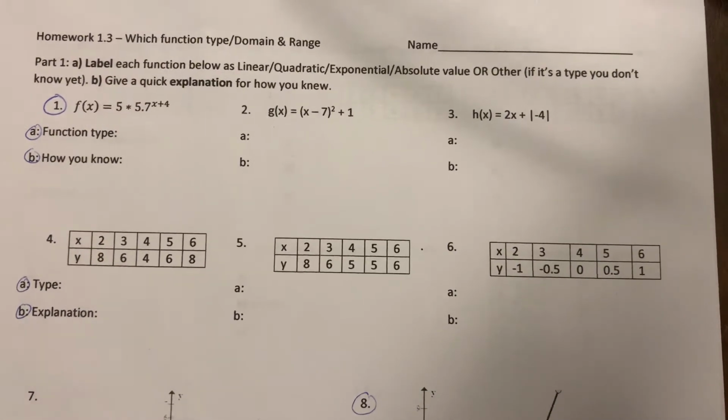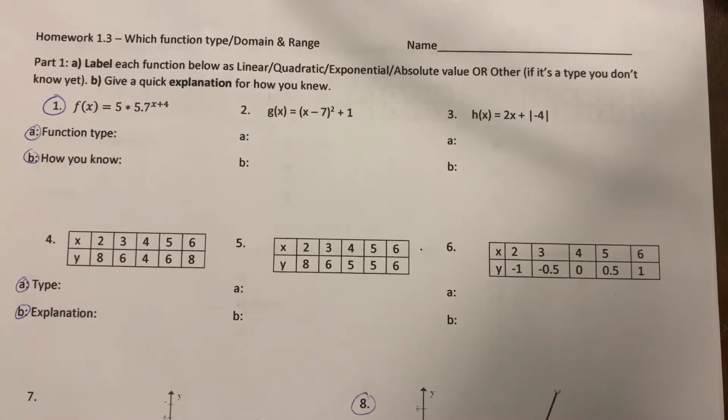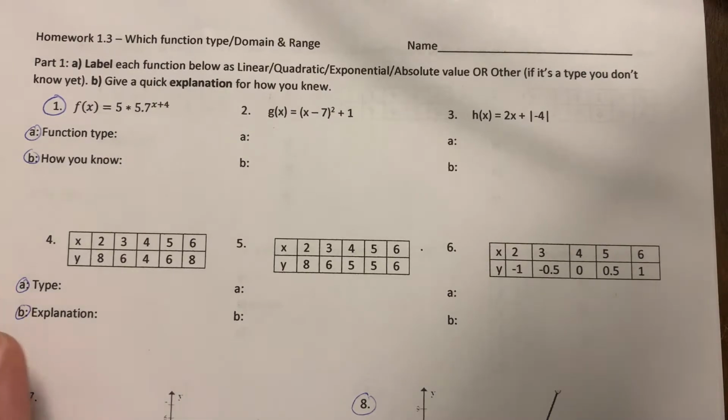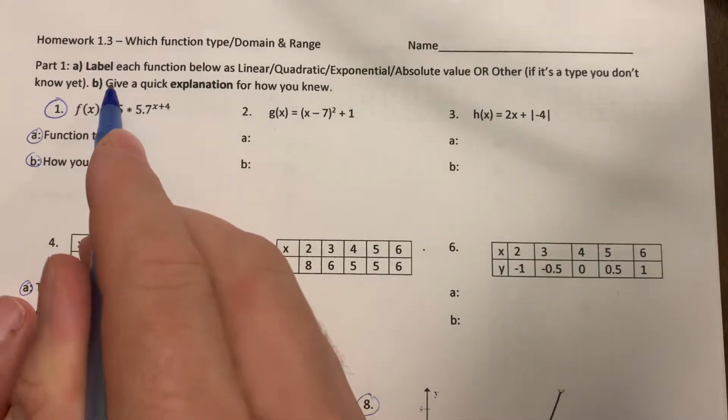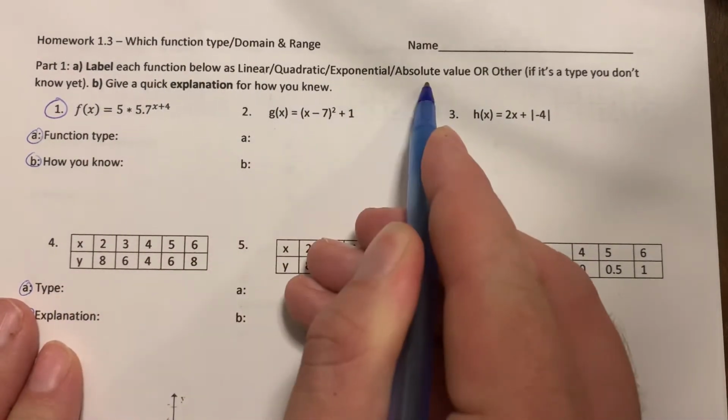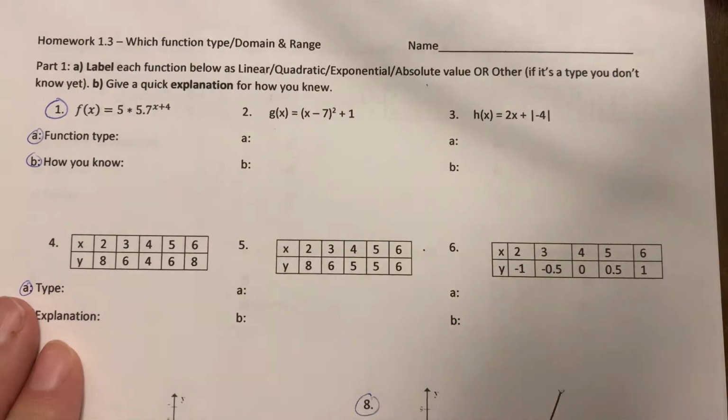In this homework, we want to be able to tell what type of function something is and also be able to be proficient at using domain and range. And we'll see it in a number of ways. First, in this first part, we're trying to find which of these four function types the function is, and then give an explanation for how we know.